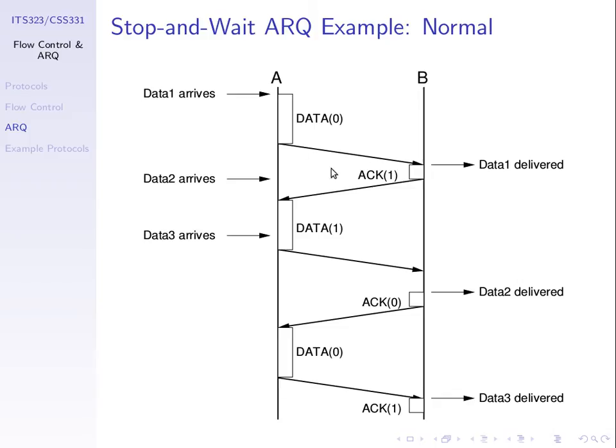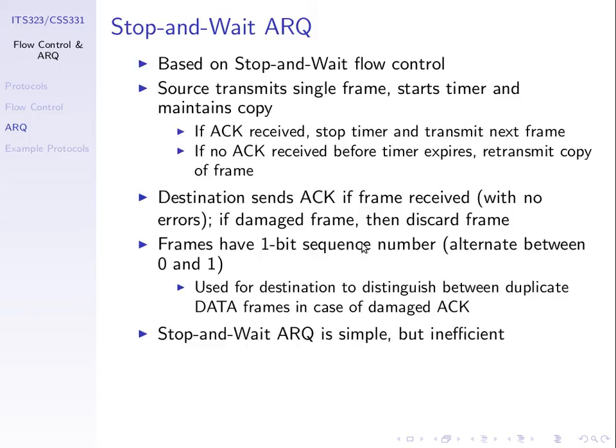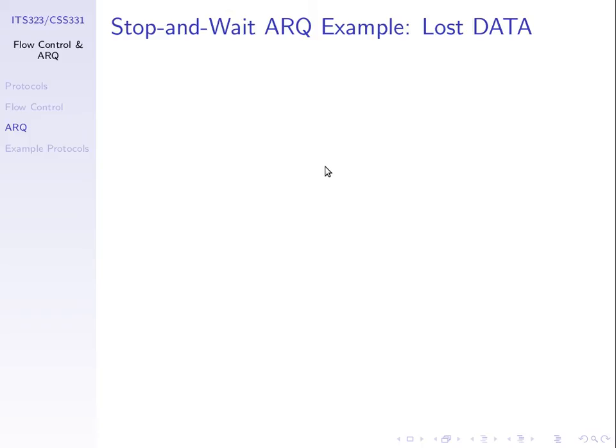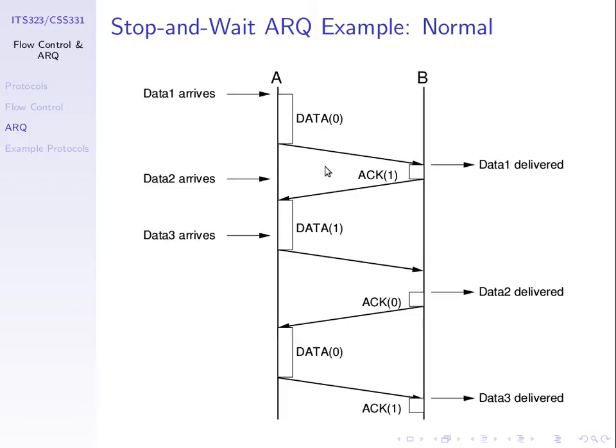The timing doesn't matter so much. We're not giving the exact scale of the timing, just to show that the first one will be successful. The second one, something will go wrong. And then see what would happen according to the rules of stop and wait ARQ. Draw this, but where the second data frame is lost.